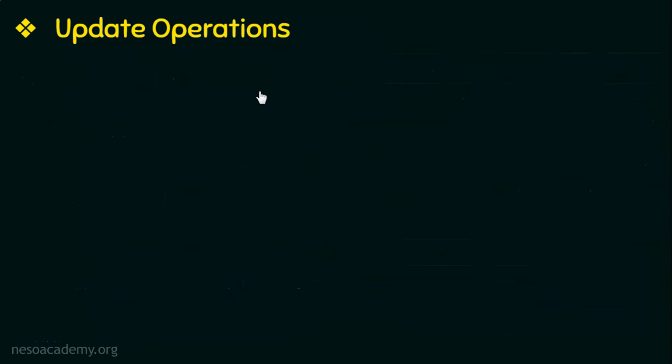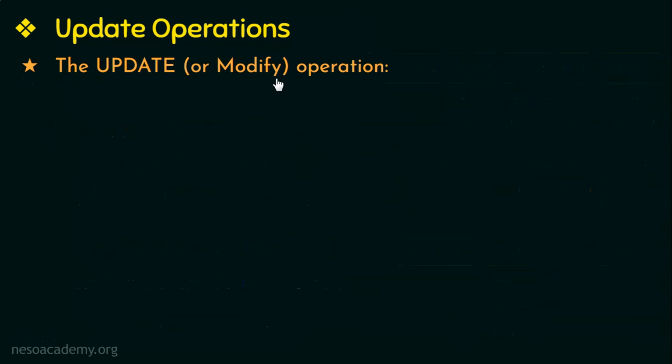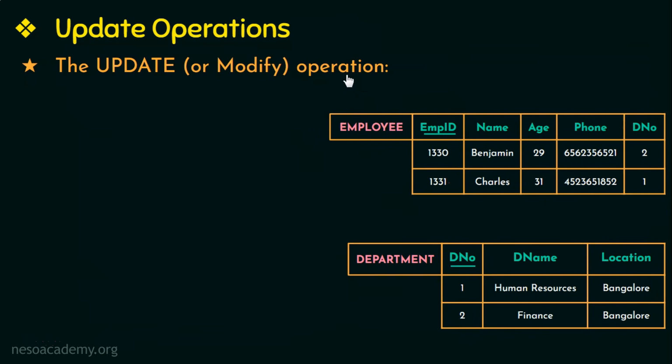The third type of operation is the update or the modify operation. This operation is used to update or modify the existing values of one or more attributes in a tuple of a relation. Here I have taken the same example as taken earlier. We have two relations, employee with employee ID as the primary key and department with department number as its primary key. Let us see with a few examples how this operation violates the constraints.